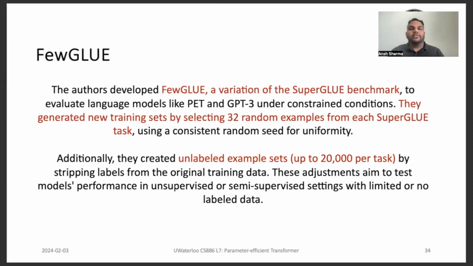The authors have developed a variation of SuperGLUE known as FewGLUE to evaluate language models like PET and GPT-3. FewGLUE was developed by randomly selecting 32 examples from each SuperGLUE task to ensure consistent and controlled selection of the data. They also created sets of unlabeled examples, up to 20,000 for each task, by removing labels from the original training sets to evaluate the model's unsupervised and semi-supervised learning capabilities.